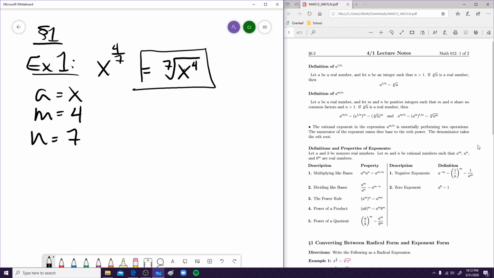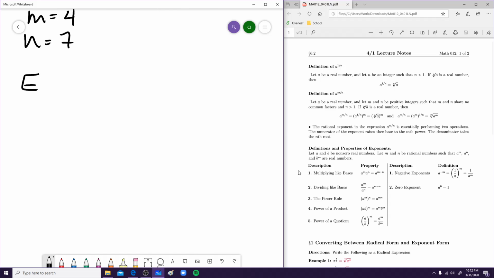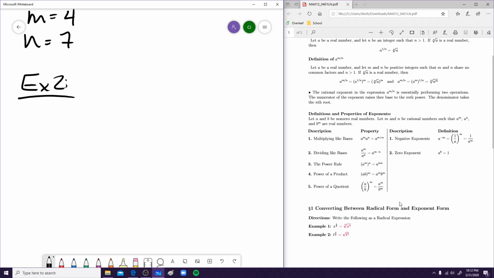Now on to example 2. We want to do the same thing, but with t to the 3/2. I want to write this as a radical expression. How do I do that? This is also t cubed to the 1/2. And what is 1/2? That is the square root. So this is the square root of t cubed.